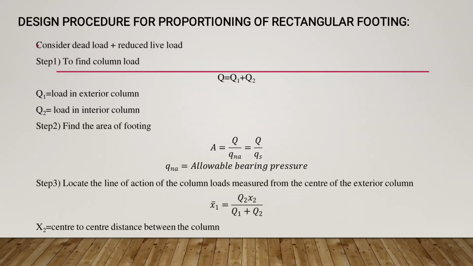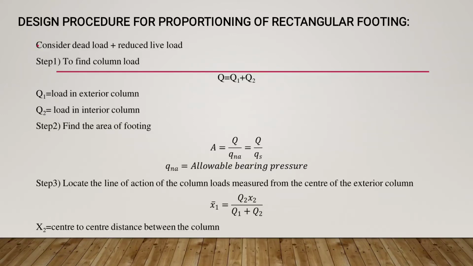So, the design procedure for proportioning of rectangular footing. First, we consider dead load plus reduced live load. Reduced live load means 15% of live load acting on the column. So, step 1 is to find the column load. Capital Q equals Q1 plus Q2. Q1 is the load in an exterior column and Q2 is the load in an interior column. Step 2 is to find the area of the footing. So area of the footing is calculated as capital Q, that is total load, divided by qna. qna is the allowable bearing pressure.